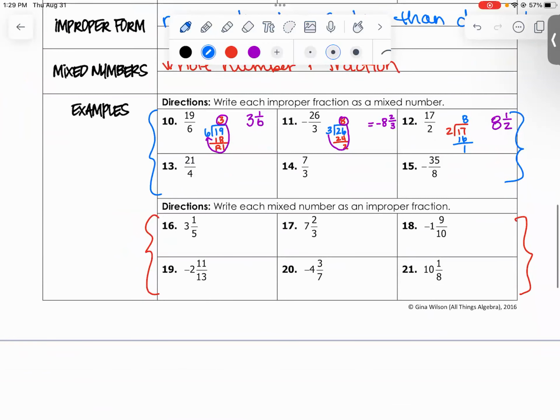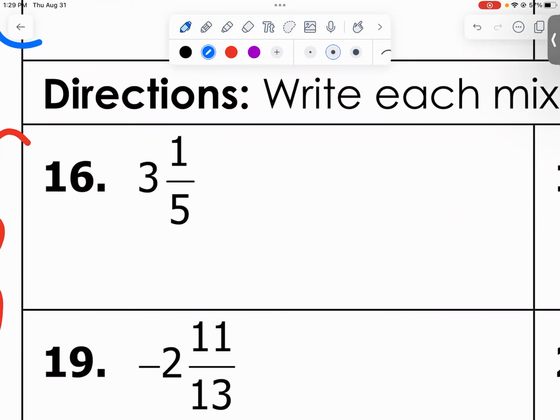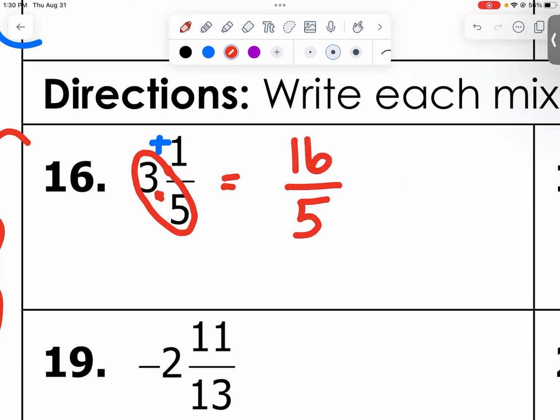All right, we're going to skip 13, 14, 15, and jump to number 16. We have a mixed number. Okay, Peyton, how do we do it? All right, so we multiply these two together, and then we add the numerator. And what's our denominator? Our denominator is going to stay. So what is 3 times 5, plus 1? So 16/5 is our improper fraction.